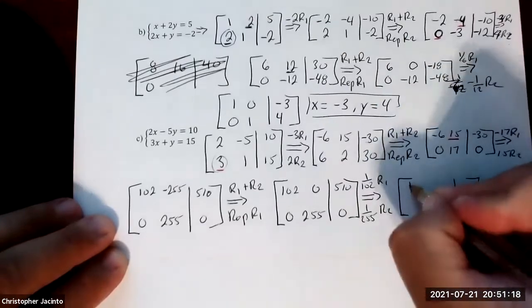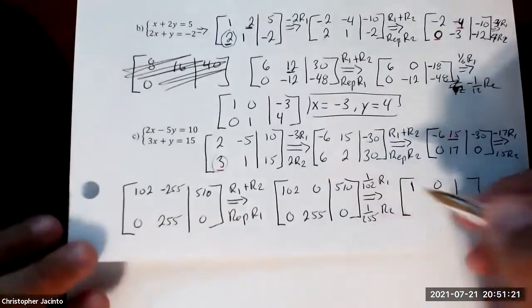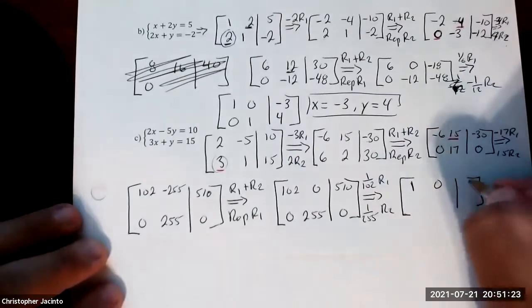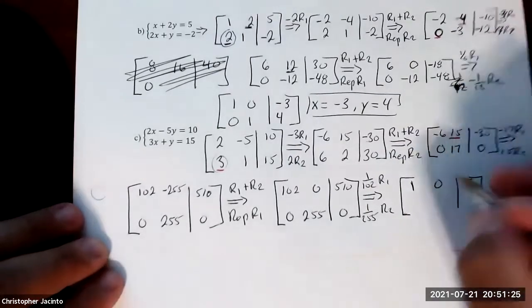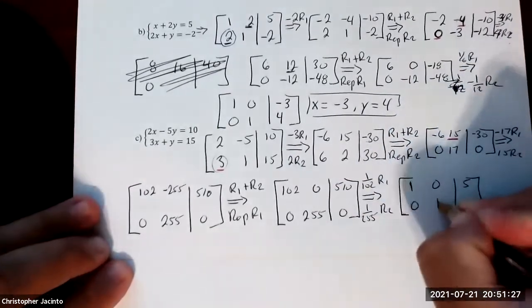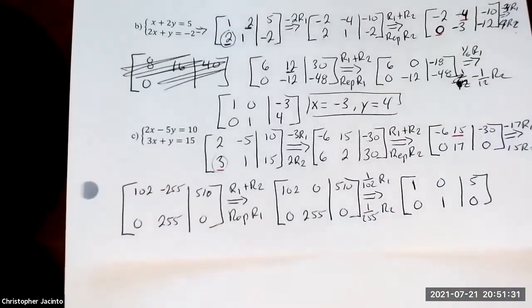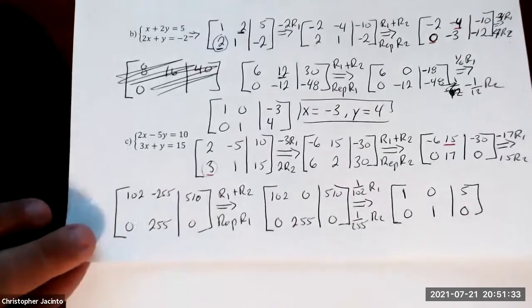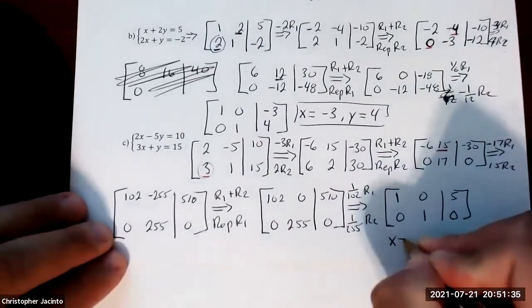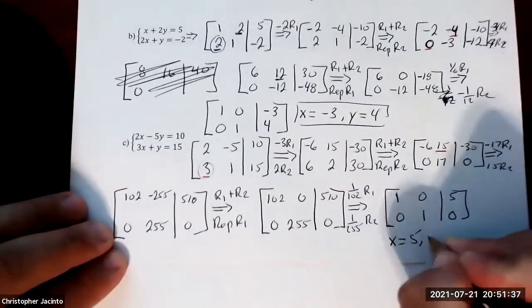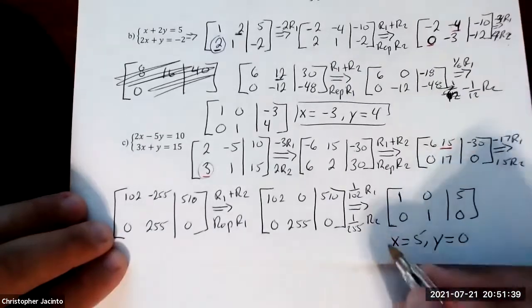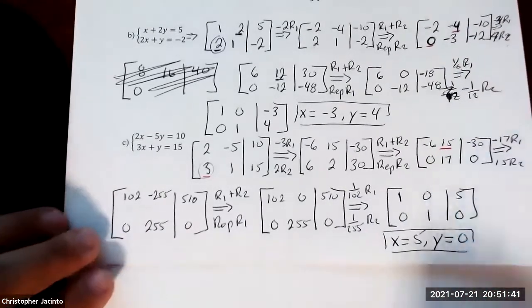So we know that's going to be 1, 0. And just dividing that by should give you, I think, 5 is the answer. This gives you 0, 1, and it doesn't matter, right? That's going to be 0. So therefore, x is going to be 5, and y is going to be 0. There we go.